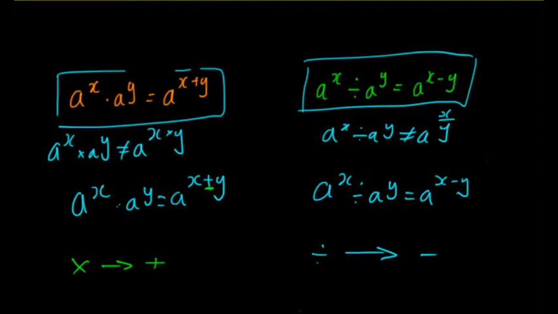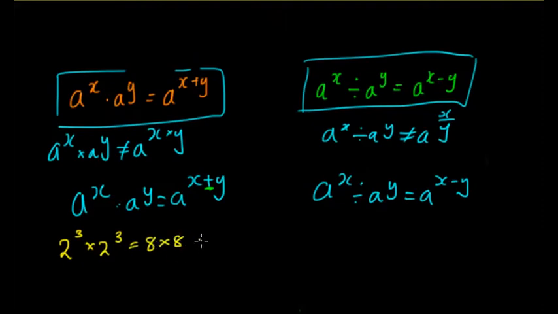You can see a few examples of this. For example, if we have 2 to the power of 3 times 2 to the power of 3, this is equal to 8 times 8, which is equal to 64. Now we'll test this out. 2 to the power of 3 plus 3 is 2 to the 6, which is equal to 64.